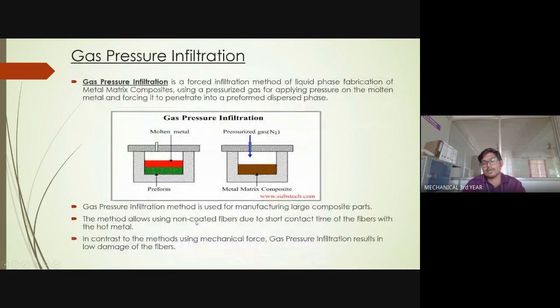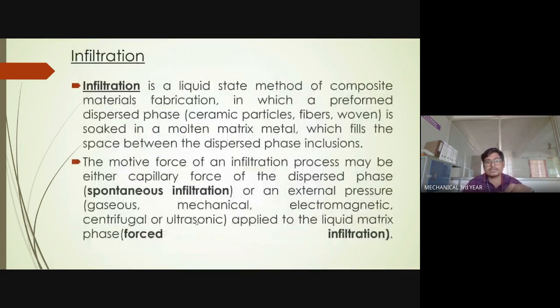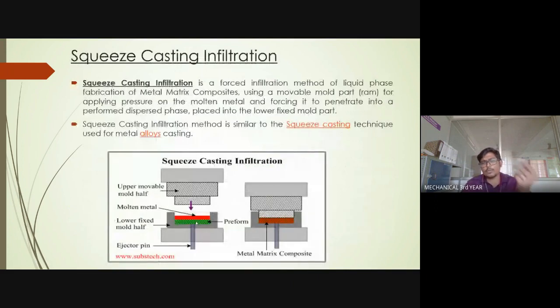Here it is happening completely in a confined environment, whereas there it is subjected to an open environment. So let us see what squeeze casting infiltration is all about. It is a forced infiltration method of liquid phase fabrication of metal matrix composites using a movable mold part. Here we have a ram, which applies pressure on the molten metal and forces it to penetrate into a preformed dispersed phase placed into a lower fixed mold half.